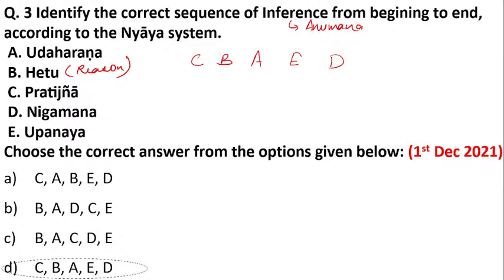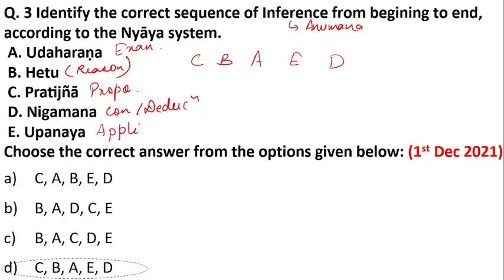Students, this is a very basic question that will certainly come in the examination. I'm very sure of it, because you should know the sequence and what each term means in Sanskrit. Or in English, Udaharana is the example, Pratijna is the proposition, Nigamana is the conclusion or the deduction, and Upanaya is the application.